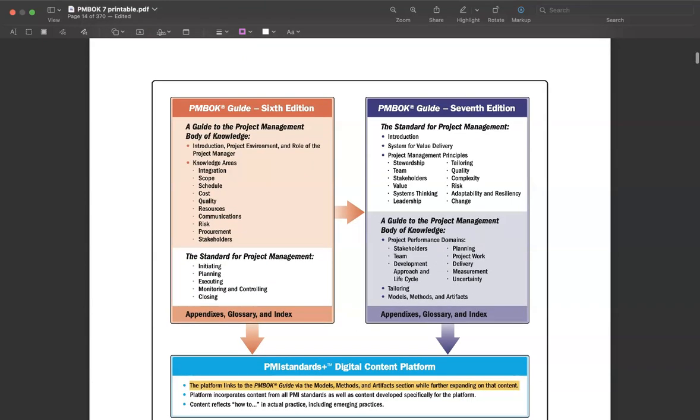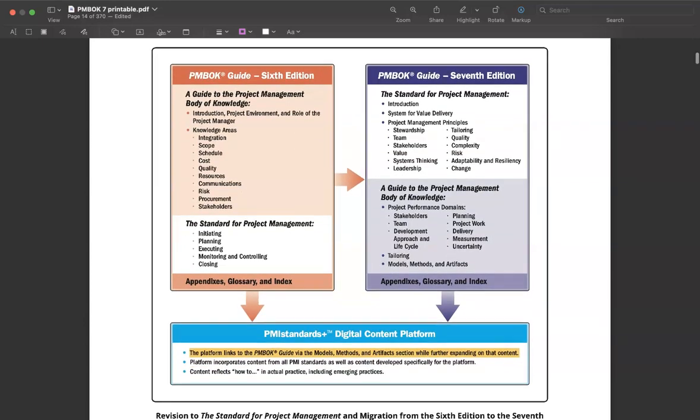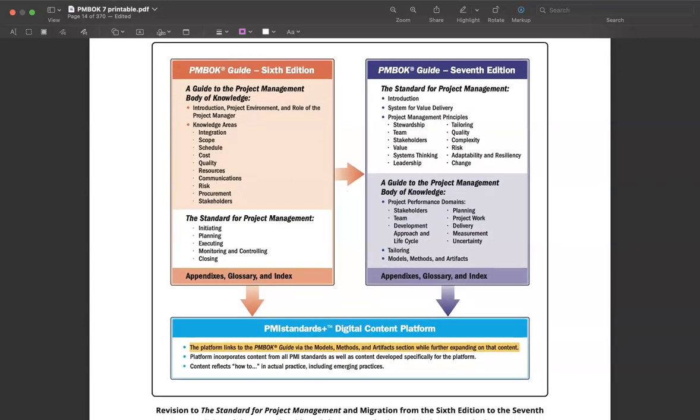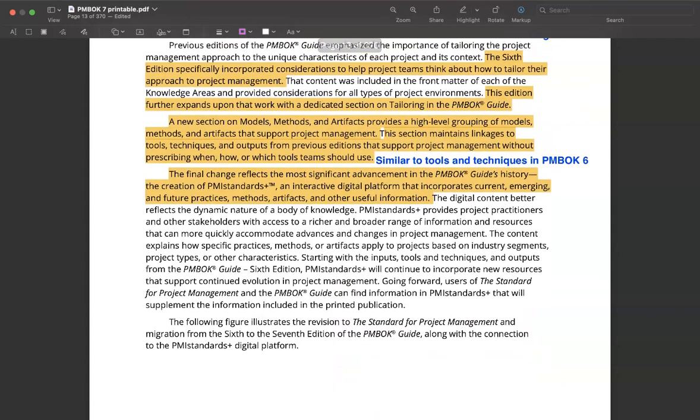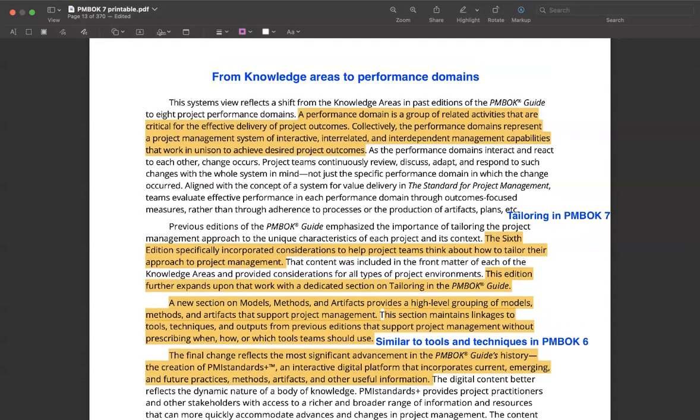If you look at the box on the right, it shows you the performance domains. It says project performance domains, right? There is stakeholder, there's team, there's development approach and life cycle, there's planning, there's project work, there's delivery, there's measurement, and there is uncertainty. As aptly defined by PMI in the PMBOK, these 8 performance domains are basically activities that are critical for the delivery of a project outcome.